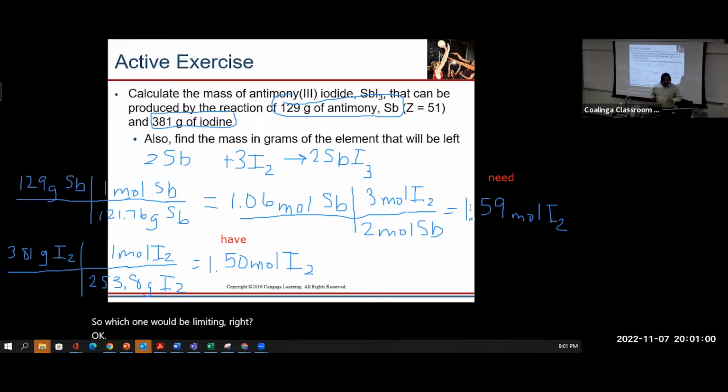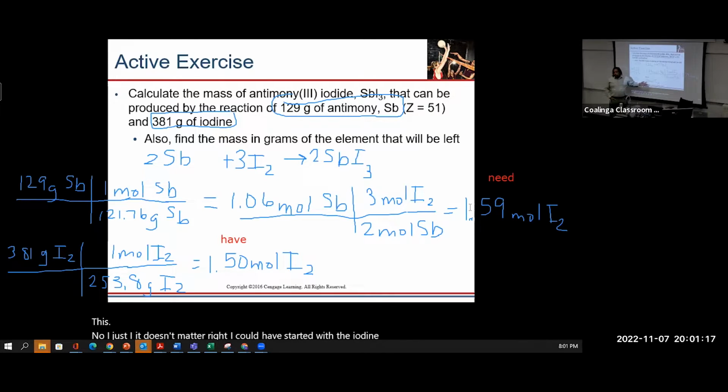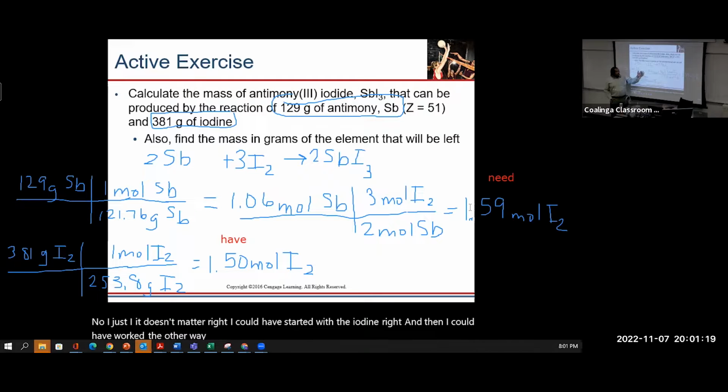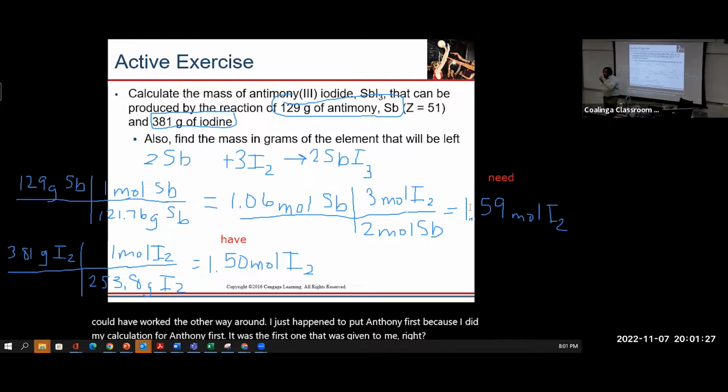You guys see the relationship? And how do we know that one goes first? No, it doesn't matter. I could have started with the iodine, and then worked the other way around. I just happened to put antimony first because I did my calculation for antimony first. It was the first one that was given to me. So this is one way of figuring it out.